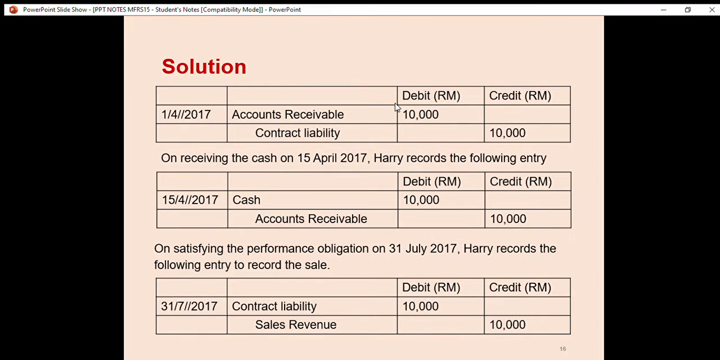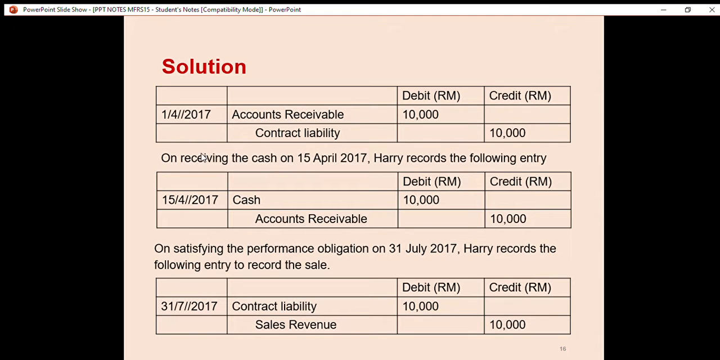Let's have a look at the solution here. On 1st April 2017, this is the date when the seller is supposed to receive the payment from the customer. So the seller will debit account receivable 10,000 and credit contract liability 10,000. Why does the seller debit account receivable? Because the payment has not yet been received.